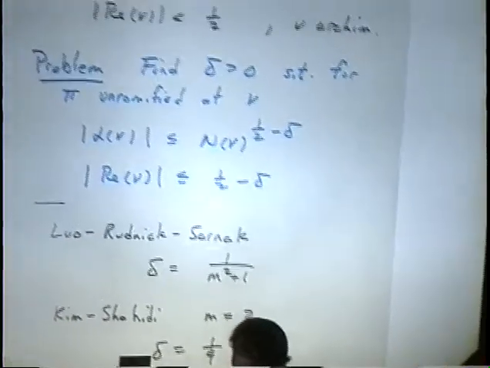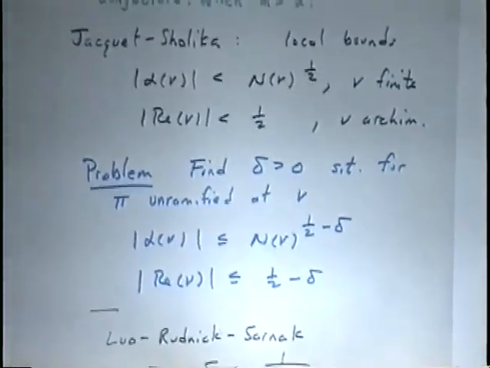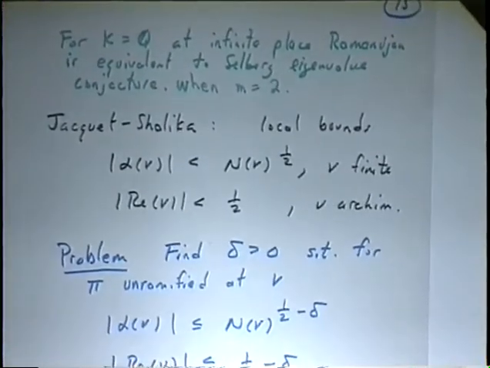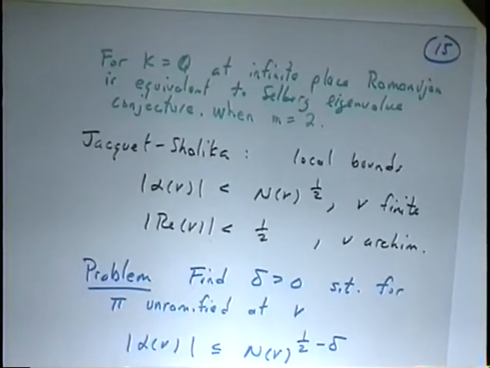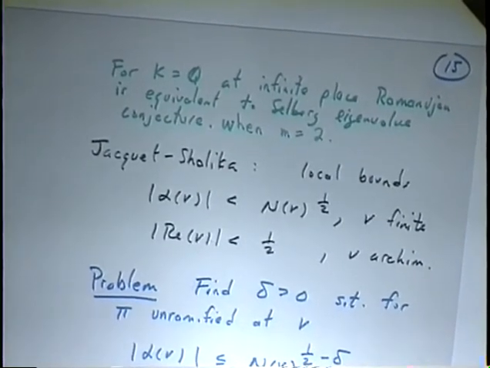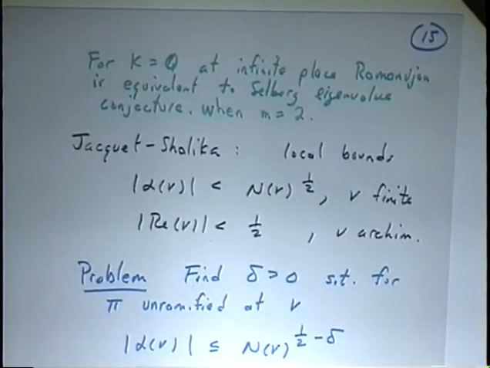Mention again, I think Shahidi mentioned this, but when k is Q, the infinite place Ramanujan conjecture is equivalent to the Selberg eigenvalue conjecture about the eigenvalues of the Laplacian for congruence subgroups. Well, when you approach Ramanujan, I hope I've given some motivation for why you might want to obtain something toward it, even if you don't have the full result.